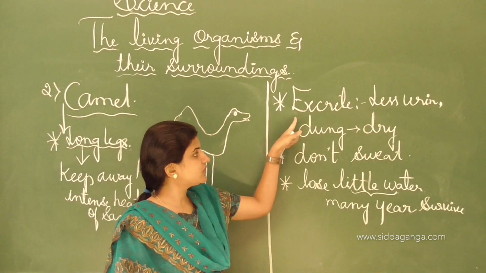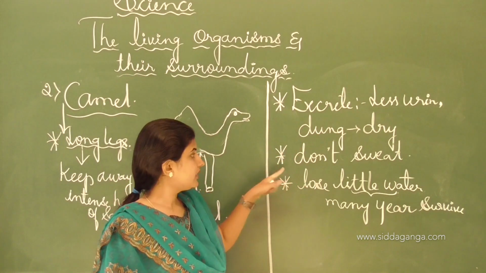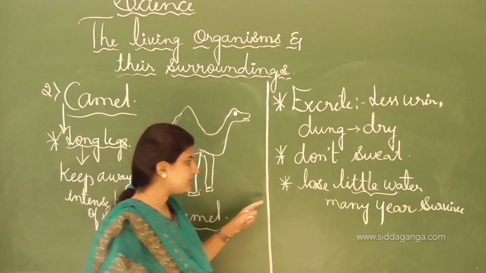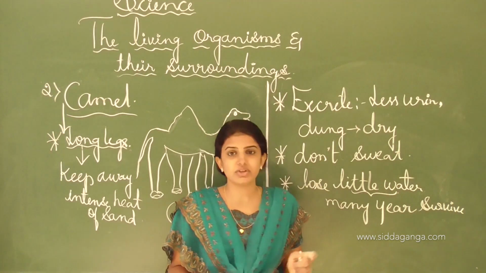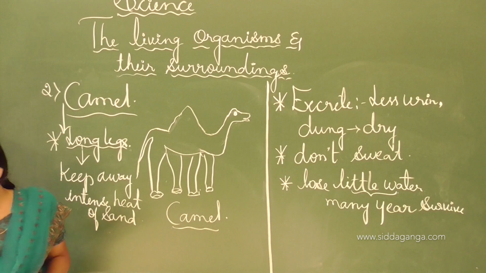And the next is that it excretes less urine, and the dung is also dry, and this camel does not sweat, and this camel loses little water, and that's why these organisms can live for many years with little water.